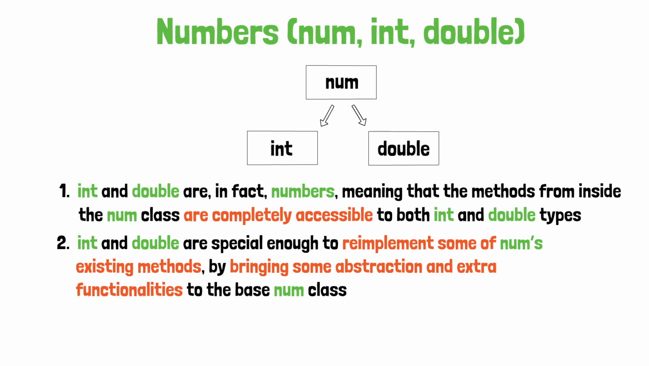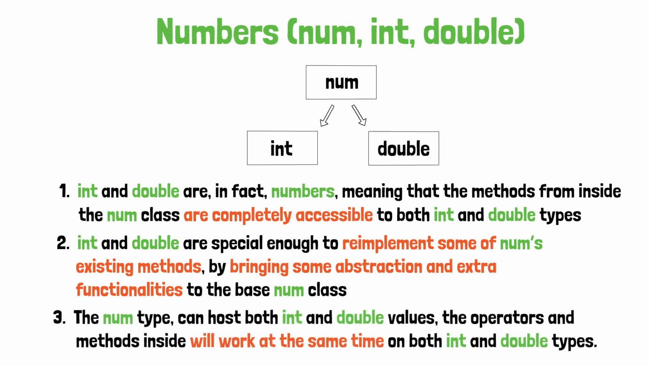And thirdly, the num class, or should I say type, can host both integer and double values. It's like a hybrid between these two, and the operators and methods from inside of it will work at the same time on both integer and double types. Having these in mind, let's move over to some practical examples.